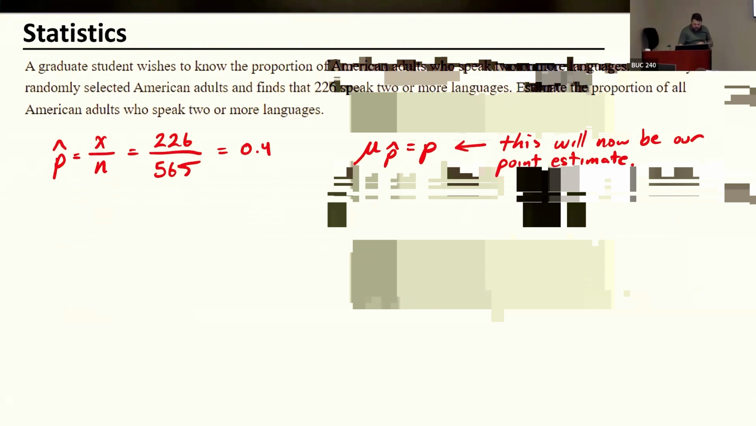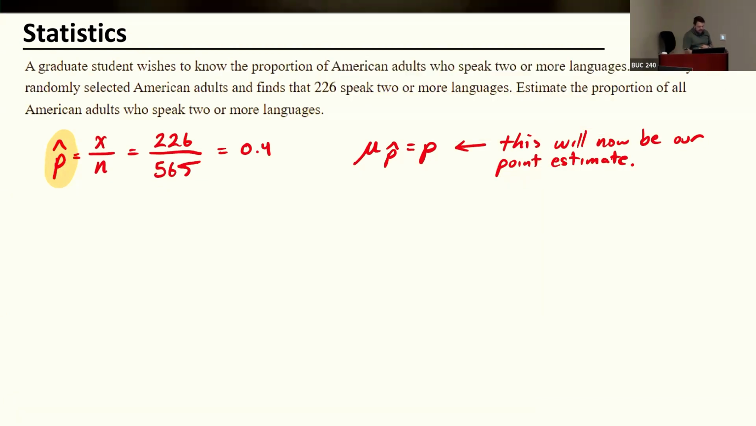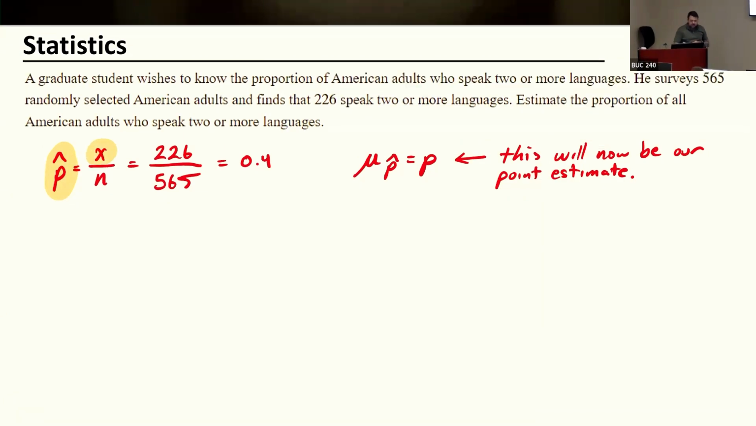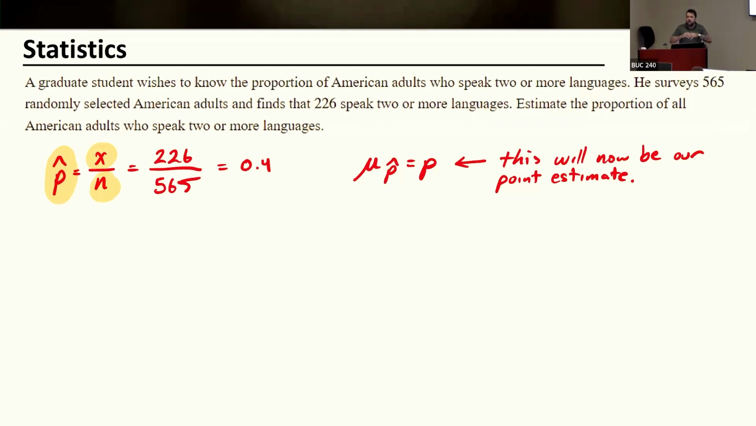Notice we're using the little p hat thing that we learned about. That's a proportion. In that proportion, you have a certain number of successes or failures that you're measuring, and then you have a total number of outcomes. Remember, that's proportions. For this one, a graduate student wishes to know the proportion of American adults who speak 2 or more languages. He surveys 565 randomly selected American adults and finds that 226 speak 2 or more languages.